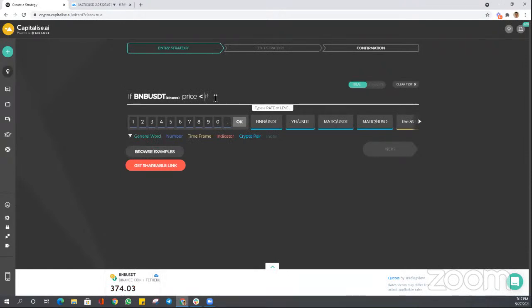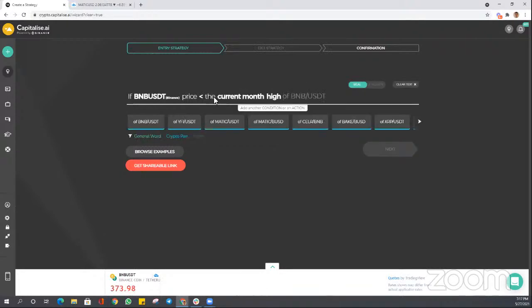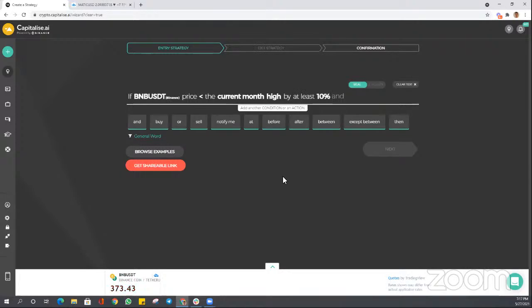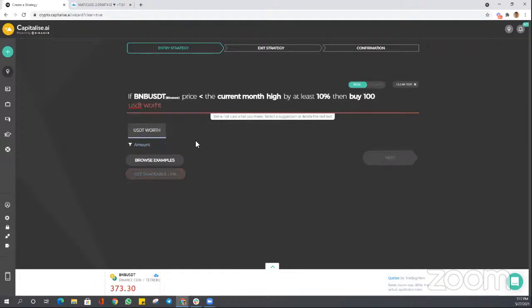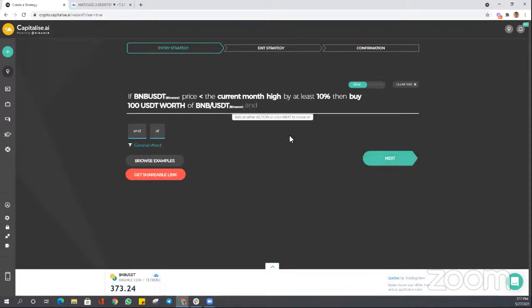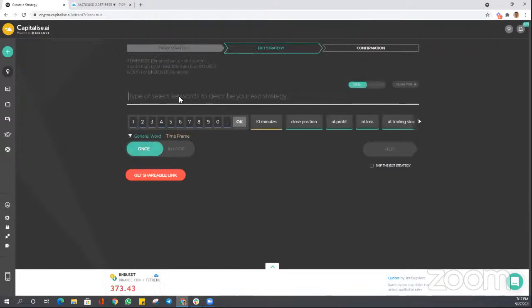So let's say if the price is below the current month high by 10%, let's say. So the current month high by at least 10%. So we just want to look for a price fall here. And then we can buy 100 USDT worth, let me get my syntax right there, of BNB USDT. And let's go ahead and leave that as our entry. We'll use one here. Let's see if we can get some decent results. Take the best strategy and let's run it over a group of assets.